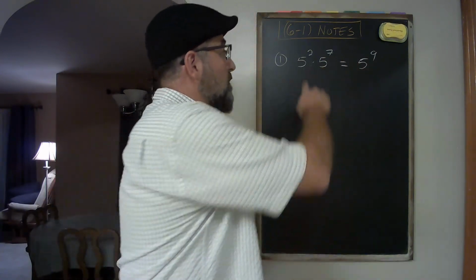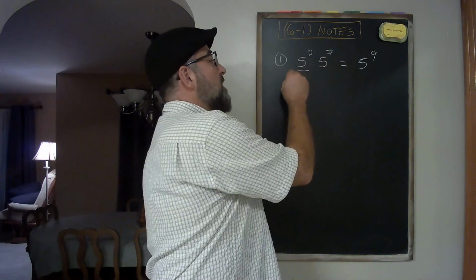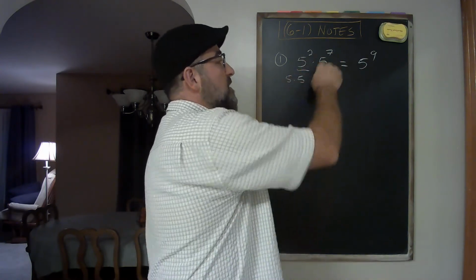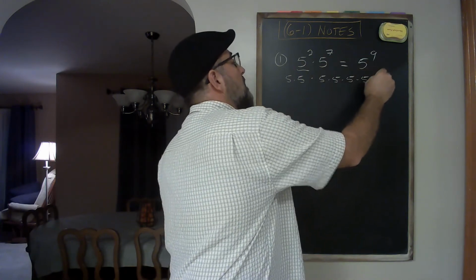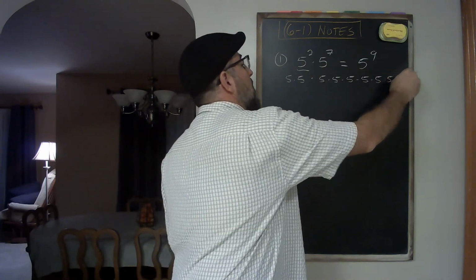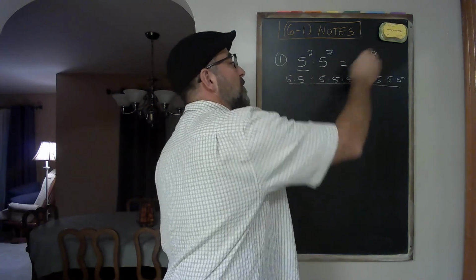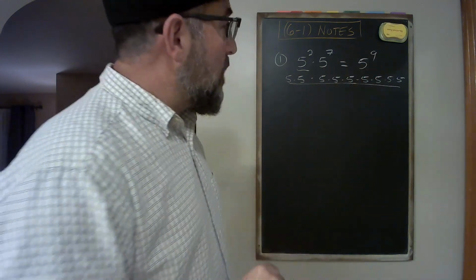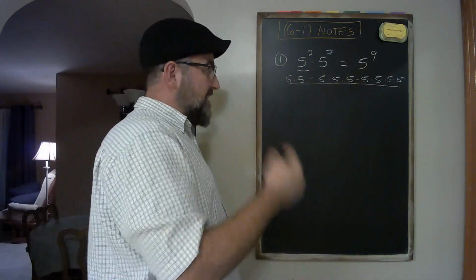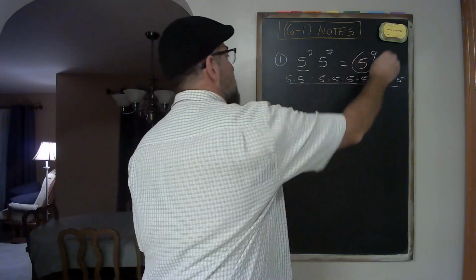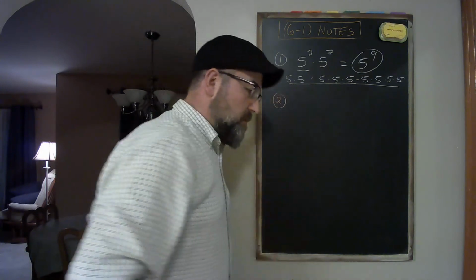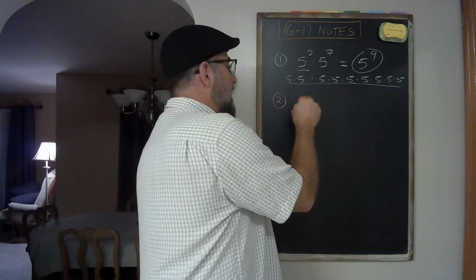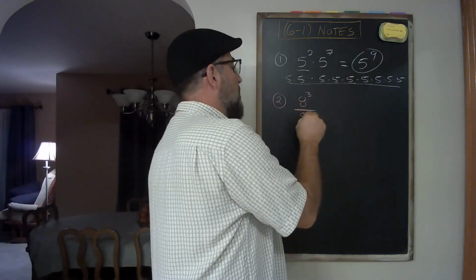No, because remember, this 5 squared is 2 5s, and that 5 to the 7 is 7 5s, and you end up with 9 total 5s. It's not a 25 involved at all, so it's 9 5s being multiplied. There's your answer to number 1. Number 2, we see 8 to the 3rd over 8.